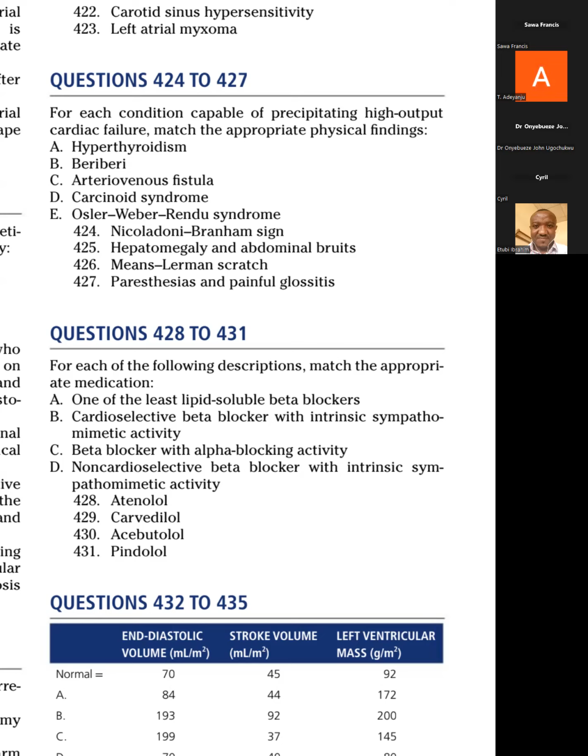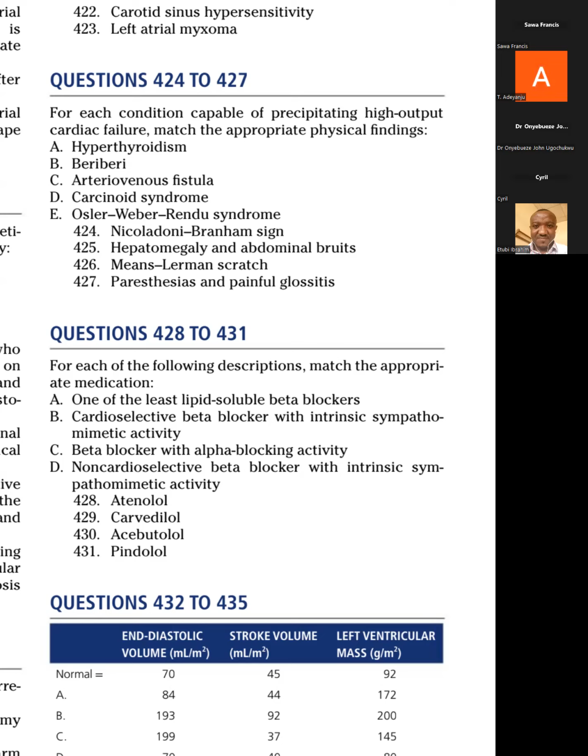Of course, carcinoid syndrome is also one of the hyperdynamic states, but it doesn't have an appropriate number for it here. So that's 424 to 427. The Nicoladoni-Branham sign is seen in AV fistula, where with manual compression of the AV fistula, there is a reduction in the heart rate without affecting the arterial pressure and venous pressure.